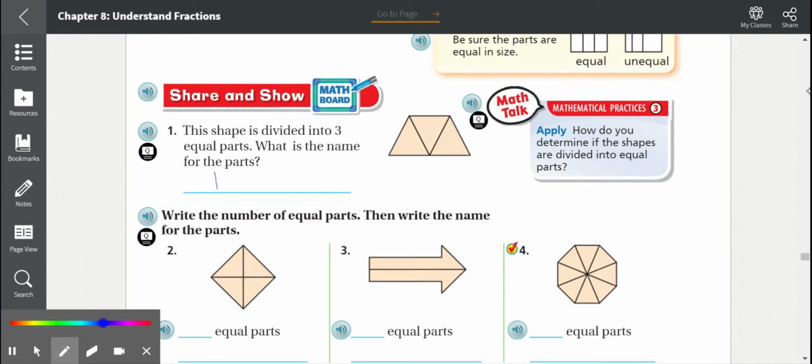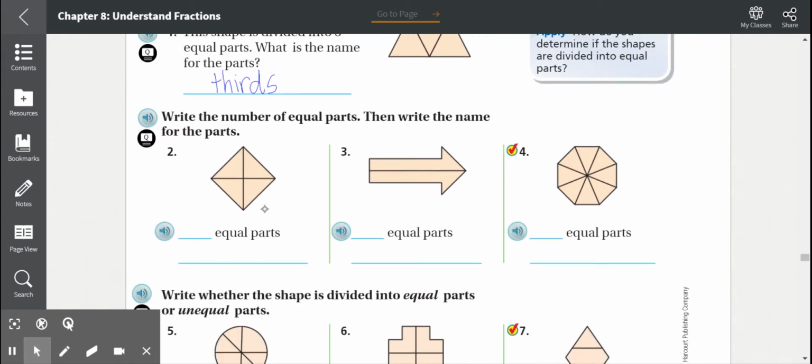So thirds. Thirds. Okay. For numbers 2, 3, and 4, we're doing the same thing. Write the number of equal parts and then write the name. So we need to count how many parts are here. There's 1, 2, 3, 4 equal parts, and that's called fourths.